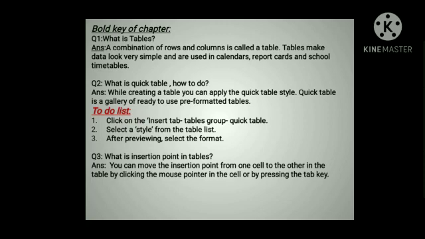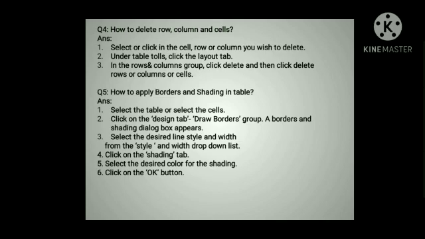Question number 3. What is insertion point in tables? You can move the insertion point from one cell to another in the table by clicking the mouse pointer in the cell or by pressing the tab key. Question number 4. How to delete row, column and cells? Answer. First, click on the cell, row or column you wish to delete. Second, under Table Tools, click the Layout tab. Third, in the Rows and Columns group, click Delete and click Delete Rows or Columns or Cells.